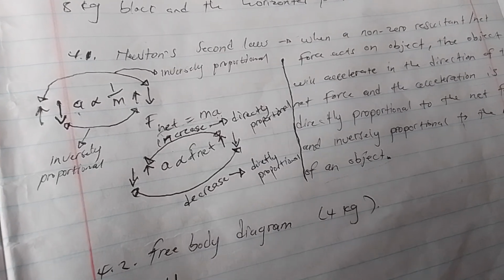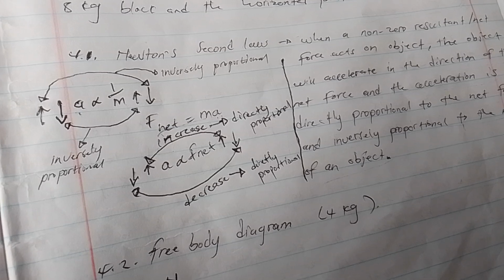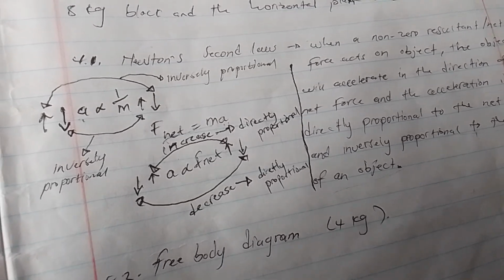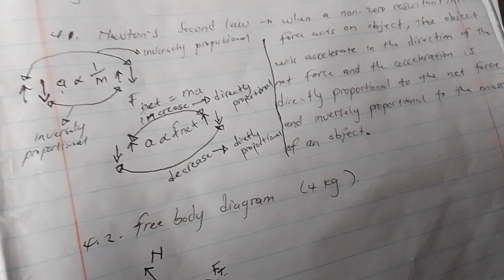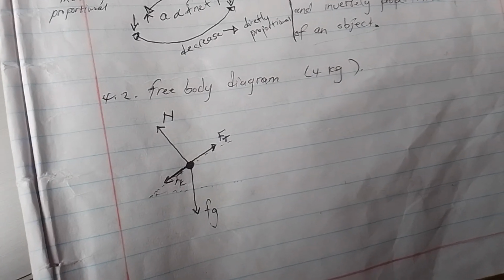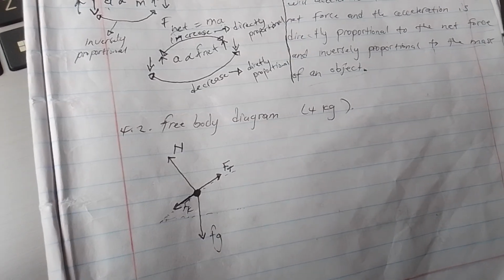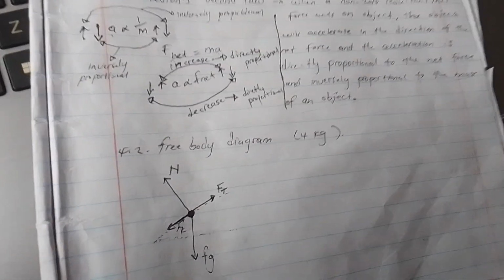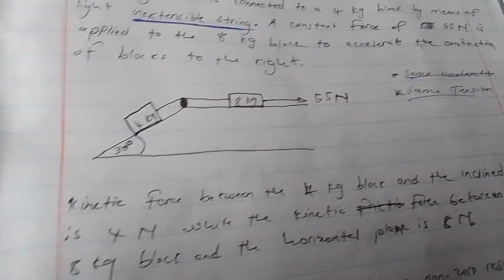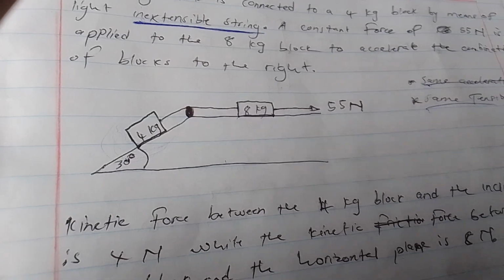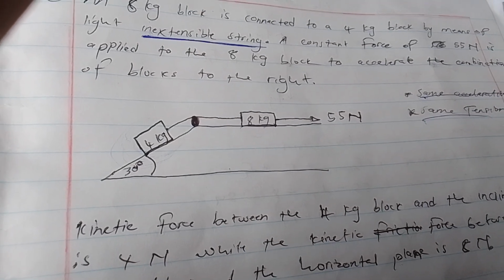And when they say acceleration is directly proportional to our F net, it basically means that when acceleration increases, your F net also increases, and when it decreases, also. So let's go to our second question, which says draw your free body diagram on our 4 kg block. So let's go back to our system. You can see our 4 kg block is on an incline.